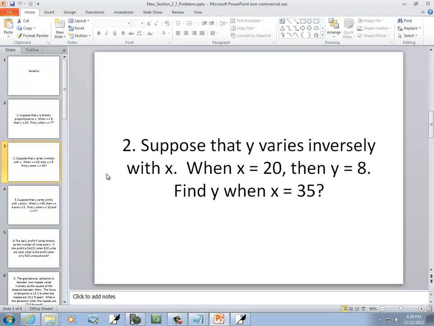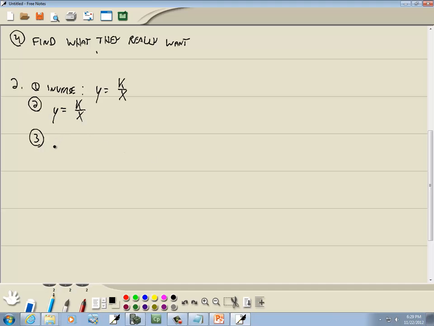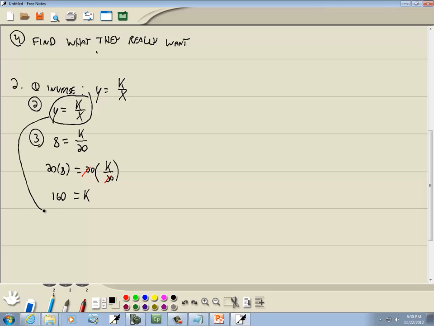Step 3, look for your one example, use it to solve for k. When x is equal to 20, then y is equal to 8. So put 8 in for y and 20 in for x. I want to solve for k, so I'll multiply both sides by 20. And those 20s cancel. And 20 times 8 gives us 160. Then we want to plug that into our formula from step 2. Well, k was 160, so we've got y is equal to 160 over x.